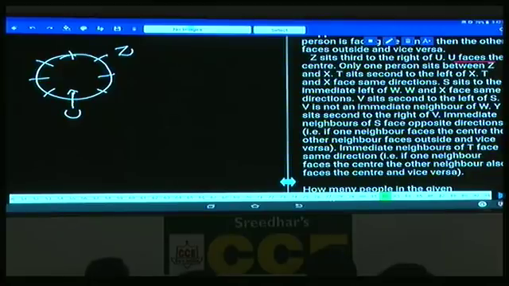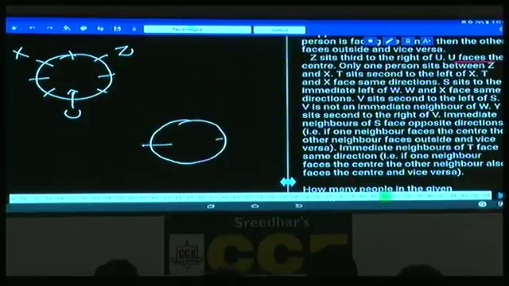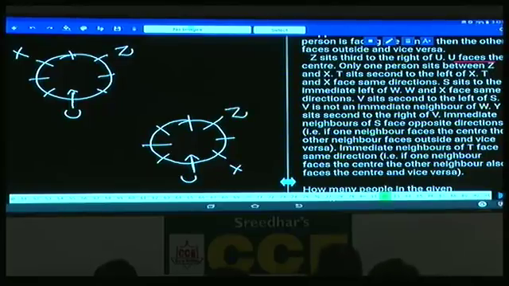And only one person between Z and X. One person between Z and X means how many possibilities we can have? We can have 2 possibilities. X can be here, that is the first possibility, and the second possibility 1, 2, 3, 4, 5, 6, 7, 8. Now U is facing the center and Z will be here, then X will be here, isn't it? Because only one person between Z and X, either in the clockwise or in the anti-clockwise direction to Z, is X.